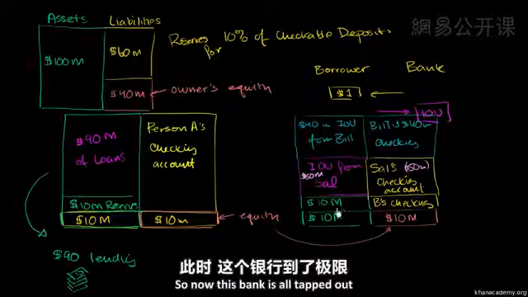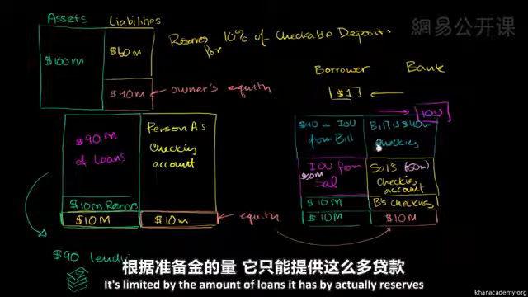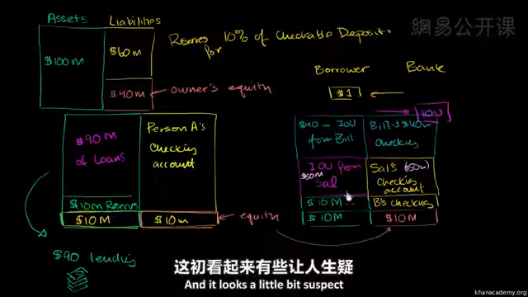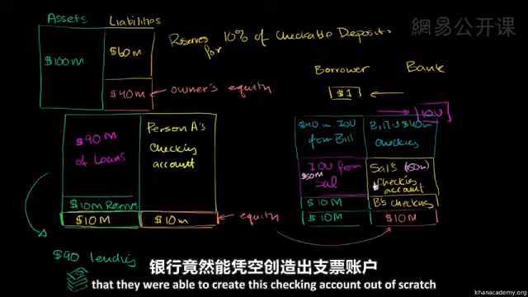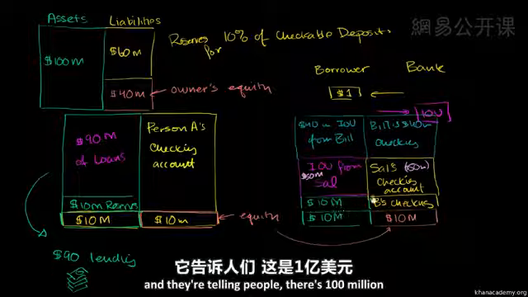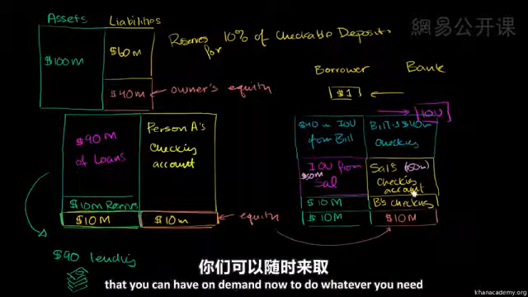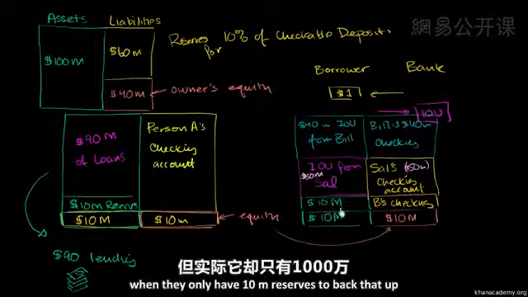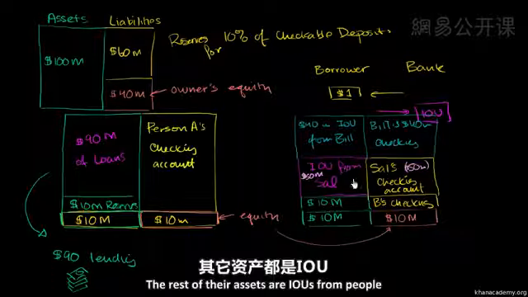So now this bank is all tapped out. It's limited in the amount of loans by its reserves. And I know it looks a little bit suspect that they were able to essentially create these checking accounts out of scratch. They're essentially telling people, look, there's 100 million that you can have on demand now to do whatever you need, when they only have 10 million in reserves to back that up. The rest of their assets are IOUs from people.